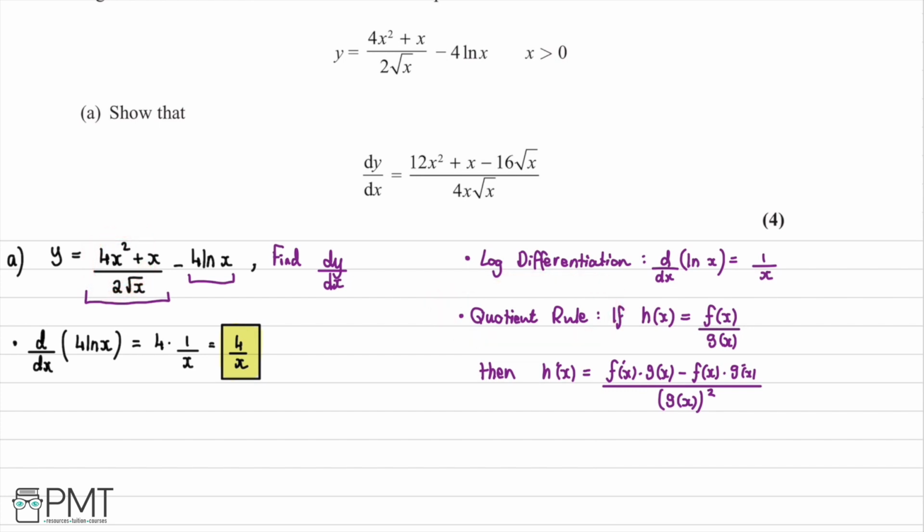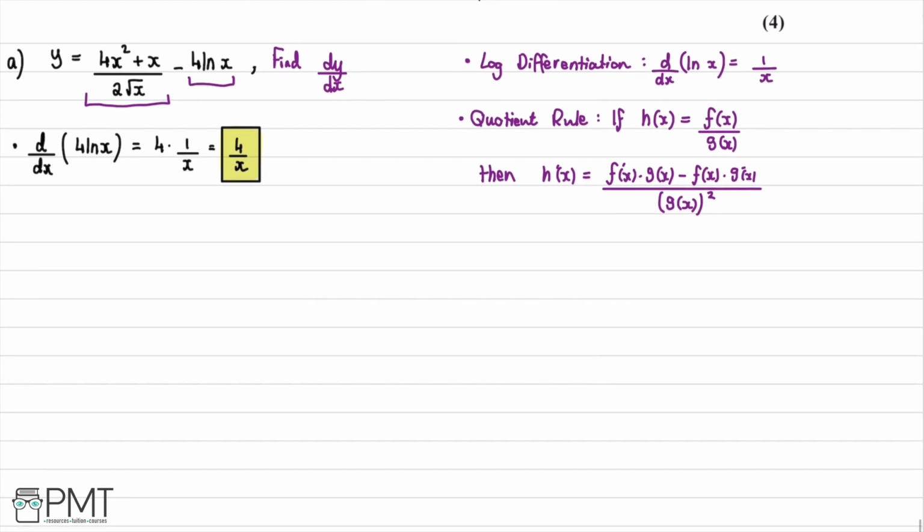So the quotient rule says that if we have, say, a function h of x, which is equal to something over something else, so let the numerator be f of x and let the denominator be g of x, then we can find the derivative of h of x by using this formula here. So we have the derivative of f of x multiplied by g of x, and then we subtract f of x multiplied by the derivative of g of x, and then we divide everything by g of x, so that's our denominator, squared. So how are we going to do this?